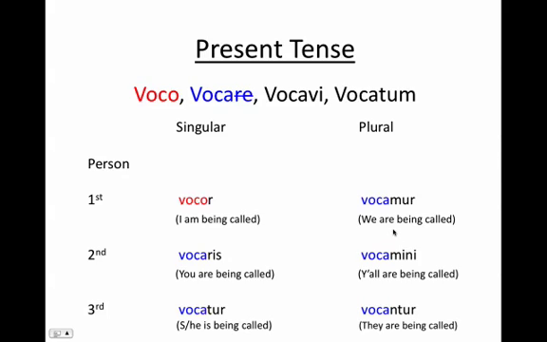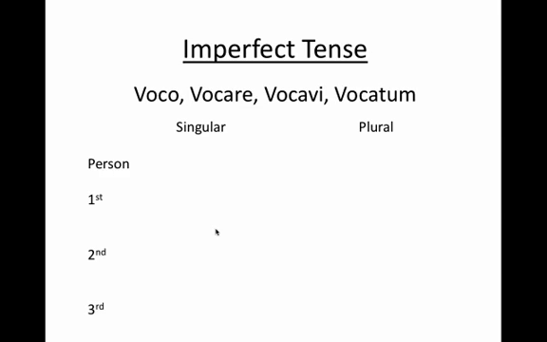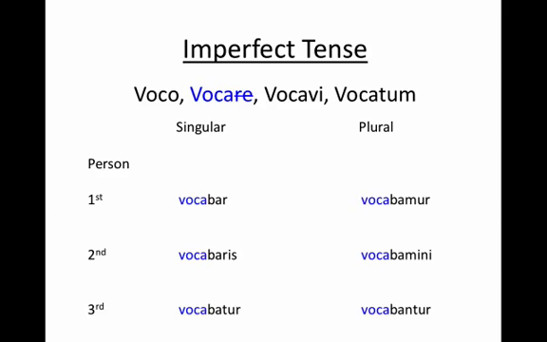Note when we translate this, we have the am, are, or is to show that it is the present tense, and being in the translation tells you that it is the passive voice. Let's move on to the imperfect. Once again, we said for the entire present system, we're going to go to that second principal part, drop off our RE, and now we have our stem. And to this we're going to add our imperfect endings. And they are bar, baris, batur, bamur, bamini, bantur.